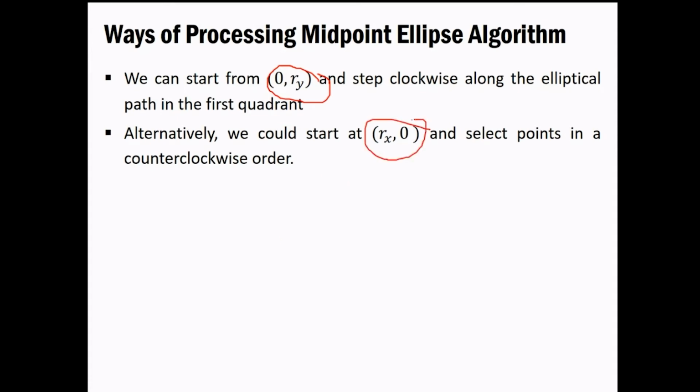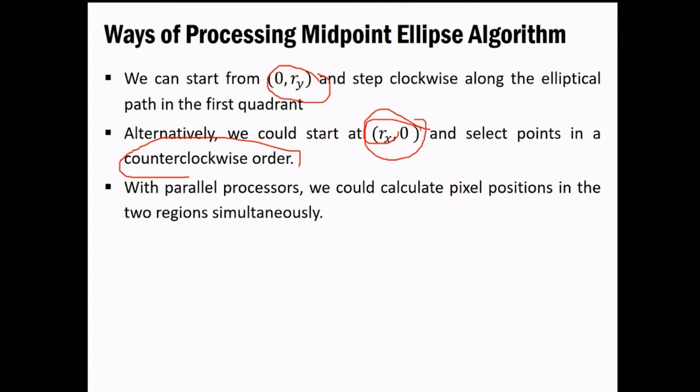Alternately, if we are going in this direction, then you have to go in a counterclockwise direction. But if this is the case, then you won't be getting that particular thing correctly, so you have to keep this in mind. The two things that we have are (0, ry) or (rx, 0). In both cases, you have to check whether you have to go in this direction or that direction.